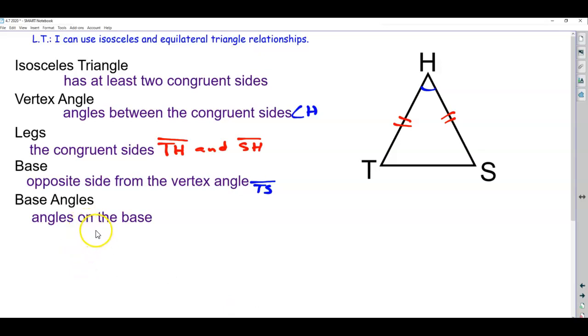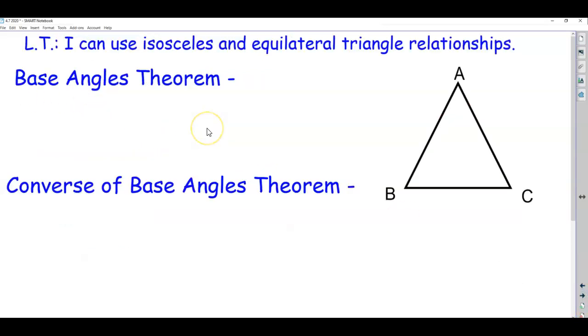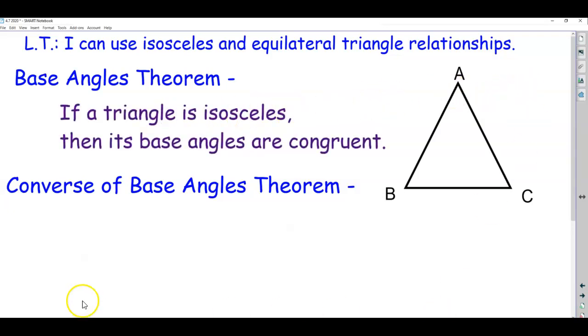And one of the important things about an isosceles triangle that we're going to learn here is something called the base angles. Those are the angles that are formed on the base. So we would say angle T and angle S. Again, you can pause this if you need more time to copy everything down. But there's a special theorem about the base angles that we want to look at. Base angles in an isosceles triangle are congruent.